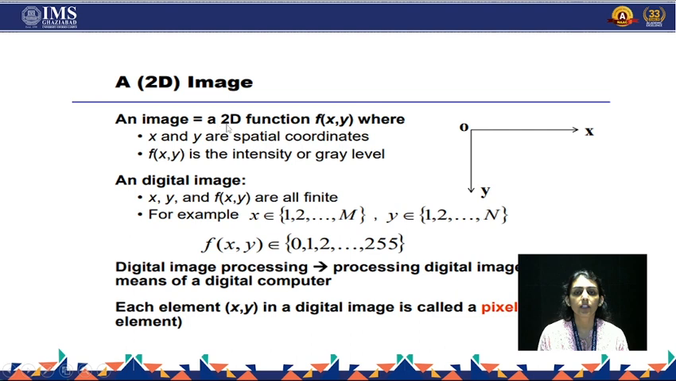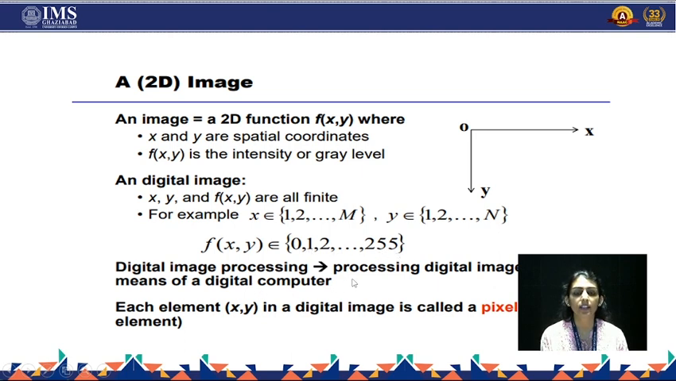Now an image is a 2D function, a function of x and y, where x and y are the spatial coordinates. f of x, y is the intensity or gray level. For a digital image, x, y and f of x, y are all finite. For example, x belongs to 1, 2 up till M, and y belongs to 1 up till N. Why M and N? Because the total number of pixels is M multiplied by N. f of x, y is 0, 1, 2 up till 255.